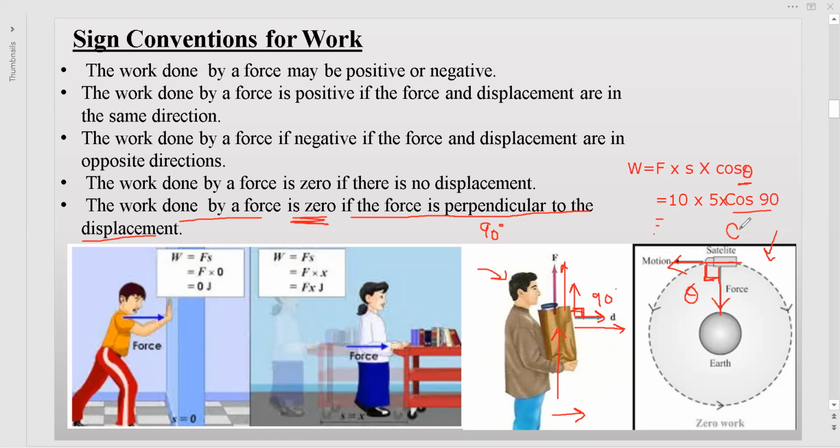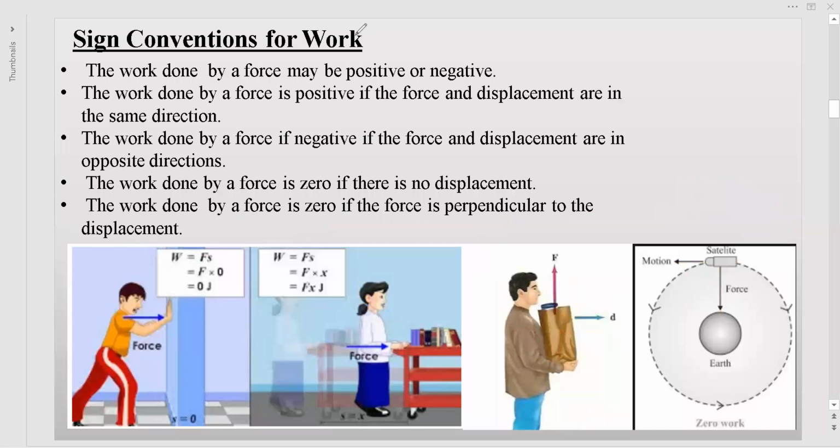You will learn this. What is cos? It is a trigonometric function that you will learn in 10th standard. So value of cos 90 is 0. So whatever may be the values of F and S, the final value is going to be 0 joule. Understood? So this is the reason why the work done becomes 0 when the force is perpendicular to the displacement. Okay. Hope it is clear to everyone.